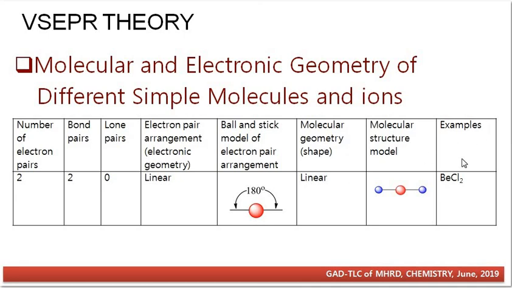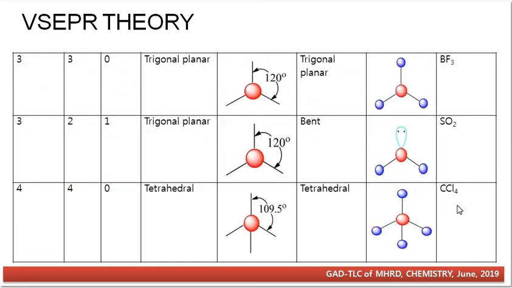and examples. If you have two electron pairs around the central atom and both are bond pairs, then the electron pair arrangement will be linear, bond angle will be 180 degree, for example BeCl2 molecule. And if we have three electron pairs around the central atom and all are bond pairs, then the electron pair arrangement will be trigonal planar, bond angle will be 120 degree, and for example we have BF3 molecule.